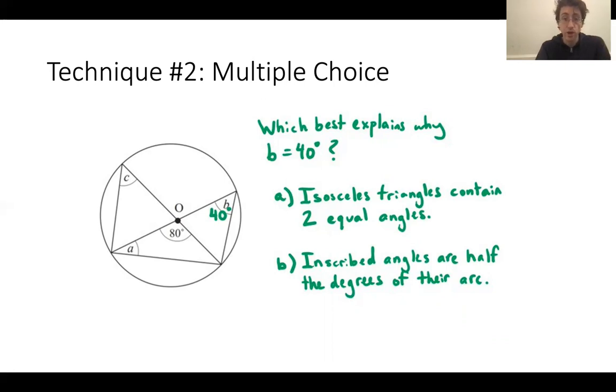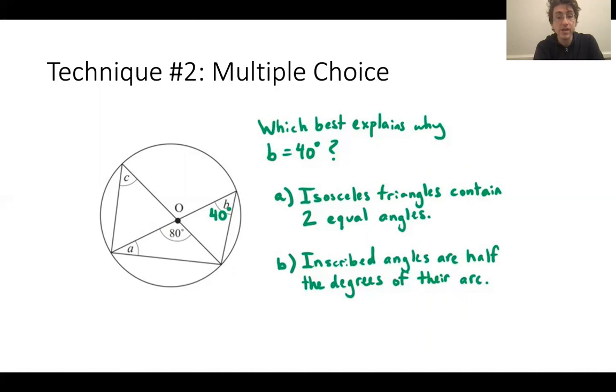Option A, isosceles triangles contain two equal angles. Option B, inscribed angles are half the degrees of their arc. I would say that when I taught this in class, option B was the stronger explanation, though maybe option A is also a generally applicable principle, and maybe somebody would find a clever way to connect isosceles triangles to this. And as a matter of fact, what's happening in this case is deeply related to isosceles triangles. But what I like about these kinds of choices is they're both good generalizable principles.